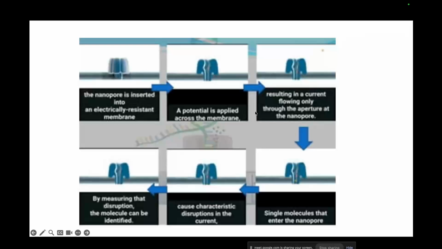The image is not very good, but I'm just going to go through the steps. The nanopore is inserted into an electrically resistant membrane. A potential is applied across the membrane, resulting in a flow of current only through the aperture at the nanopore. The single molecules, which will be the read bases, enter the nanopore. It will cause characteristic disruptions in the current, and by measuring the disruption, the molecule can be identified. The signal processing part is different, because the signal used is quite different to the other technologies.